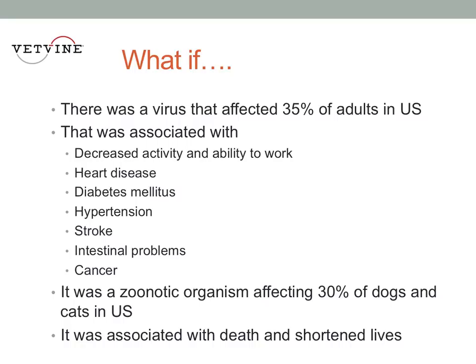And not only did it affect humans, but it affected dogs and cats in the United States at about the same percentage, around 30 to 40% of dogs. What if it not only caused and was associated with those diseases, but if it was associated with an increase in likelihood of death and therefore a shortened life expectancy?